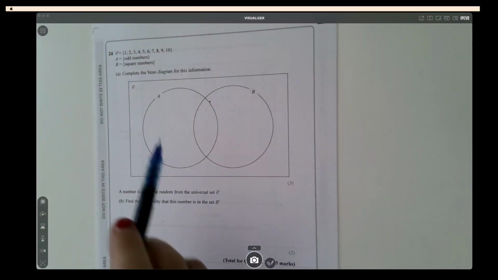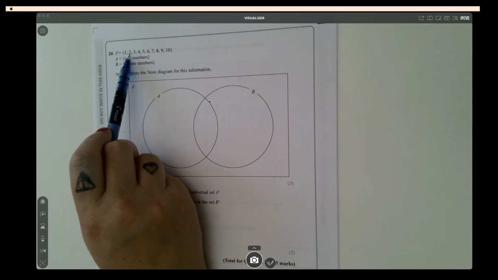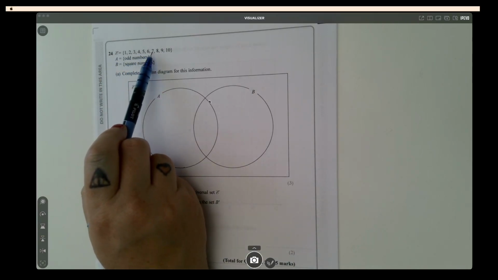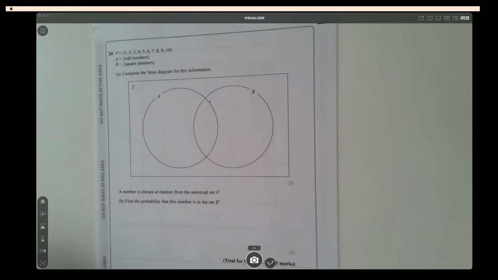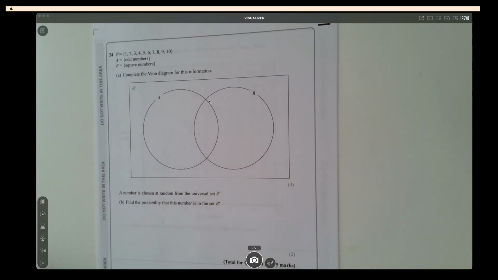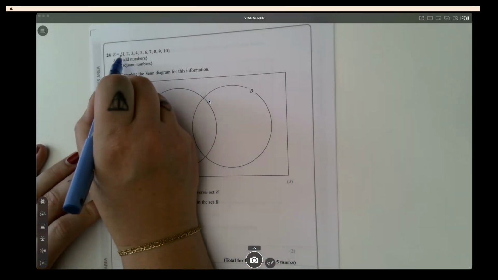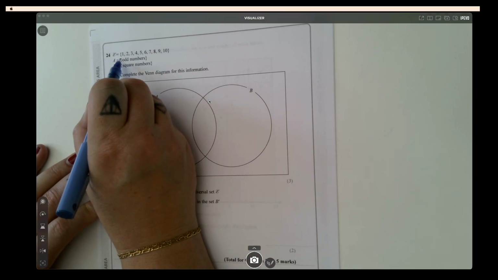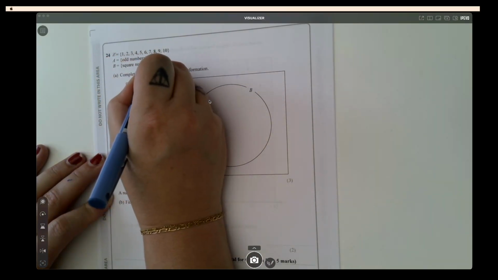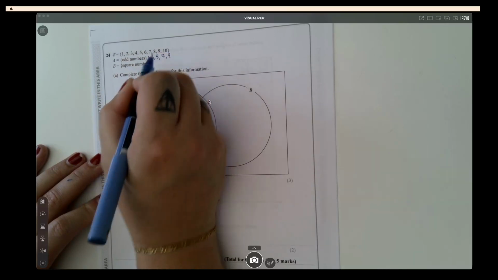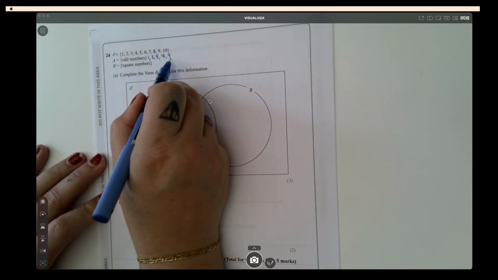Question 24. We have this set of numbers 1, 2, 3, 4, 5, 6, 7, 8, 9 and 10. Set A is odd numbers, set B are square numbers. Complete the Venn diagram for this information. So let's look at this list and write the odd numbers in A. So we have 1, 3, 5, 7 and 9. And then let's write the square numbers.